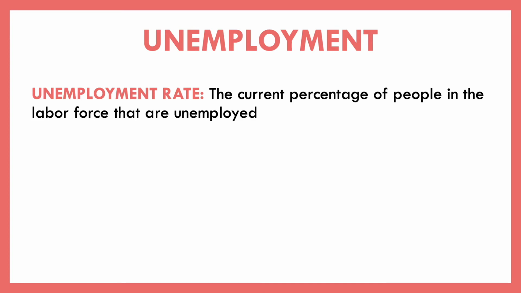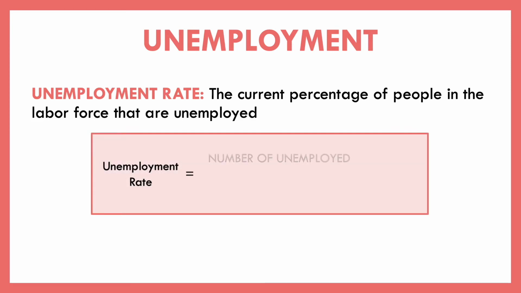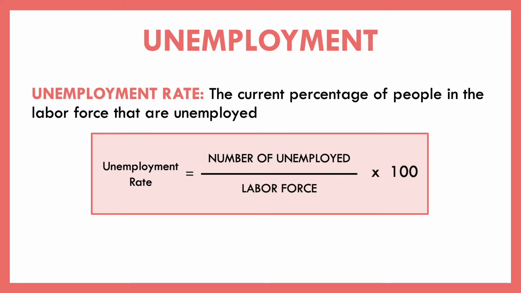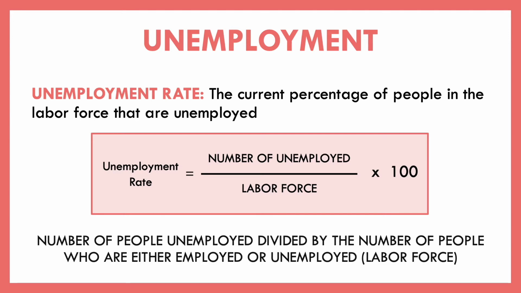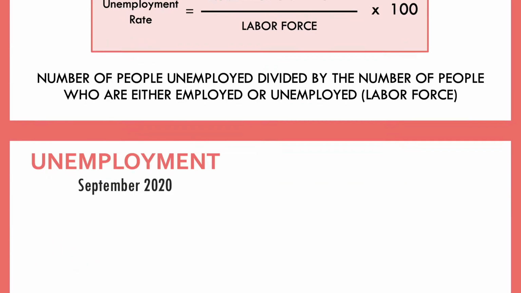that are unemployed. And so the way we find that is a simple formula where we just say the unemployment rate is equal to the number of people unemployed divided by the labor force, and then we multiply it by 100 to get a percentage. And this is all just saying what's the number of people who are unemployed divided by the number of people who are either employed or unemployed, because that makes up our labor force, or what percentage of our labor force is unemployed. Let's take a look at an example from September of 2020.